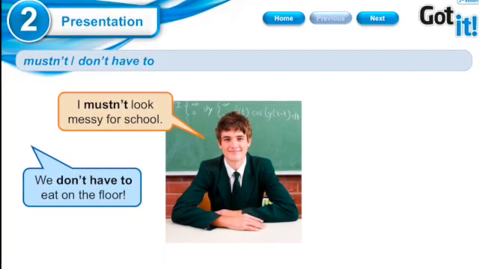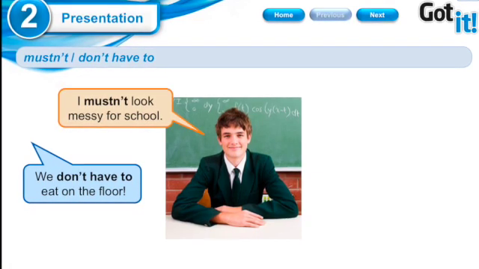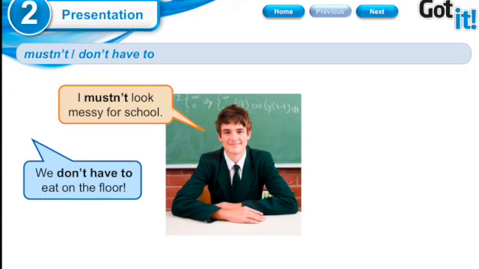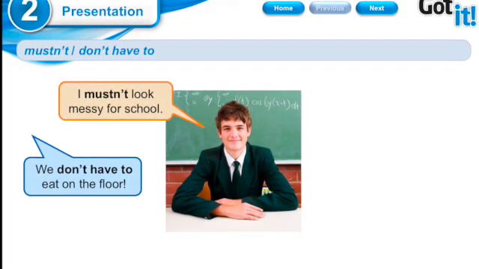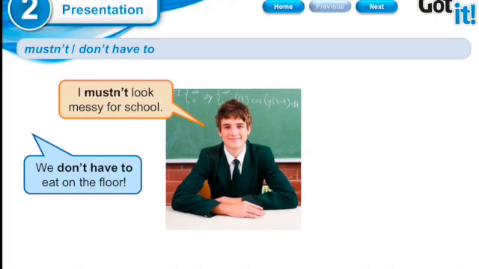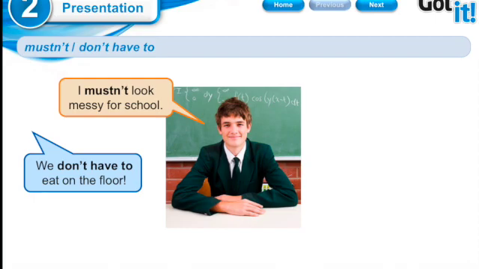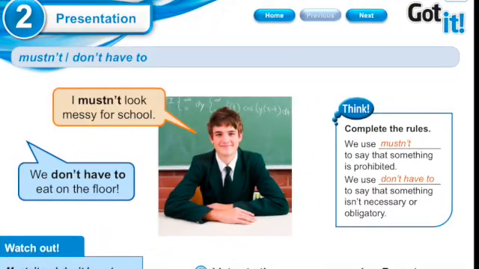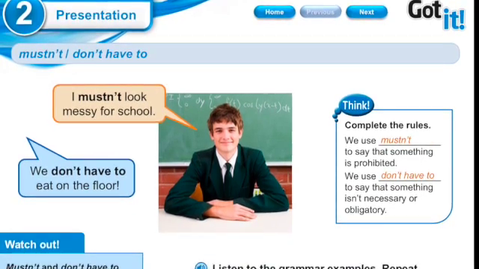Luego de aclarar la duda de que el must y el have to de manera afirmativa significan lo mismo, obligation, de manera negativa son dos polos opuestos. El mustn't, como en el ejemplo, I mustn't look messy for school. Y el negativo del don't have to, we don't have to eat on the floor. El mustn't es una prohibición, prohibition. En cambio, el don't have to is a choice, es una elección, no es una prohibición.